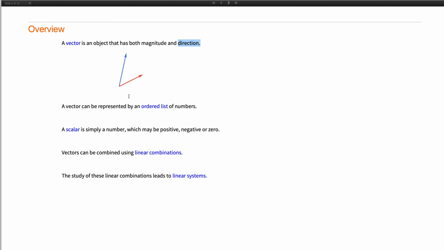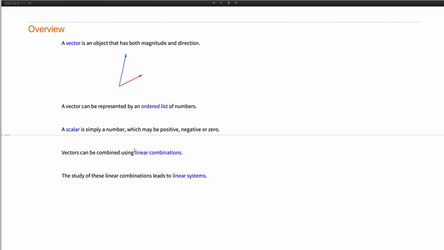But in linear algebra, you think of vectors slightly differently. You think of them as being ordered lists of numbers. So each vector over here is really going to be an ordered list of numbers. And on the other hand, a scalar is simply a number. It could be positive or negative or 0.